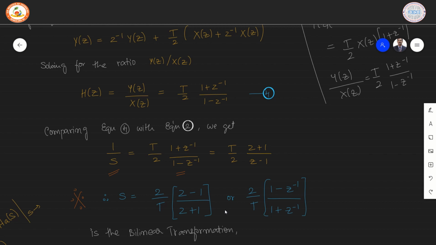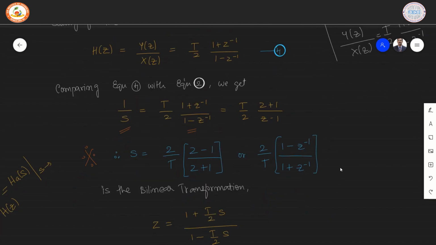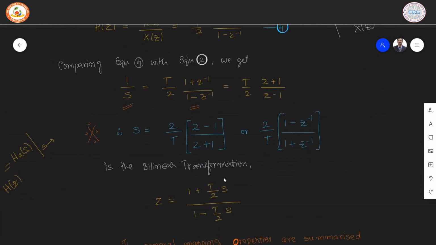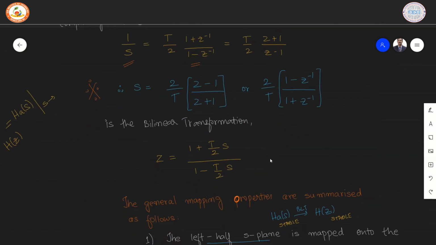This bilinear transformation helps us to replace the value of s in the transfer function H of s and convert it to the transfer function in the digital domain, which is called as H of z. Alternatively, we can have the reverse transformation also. So if you rearrange the terms and get the equation for z, the equation is going to be 1 plus T by 2 times s divided by 1 minus T by 2 times s.